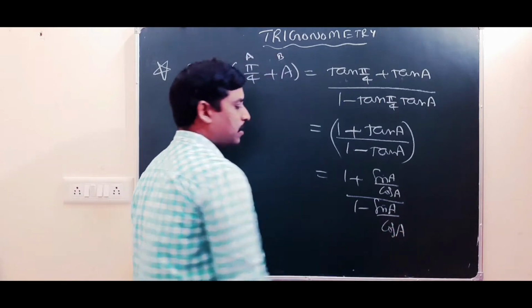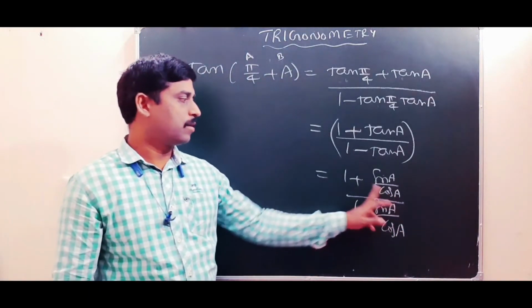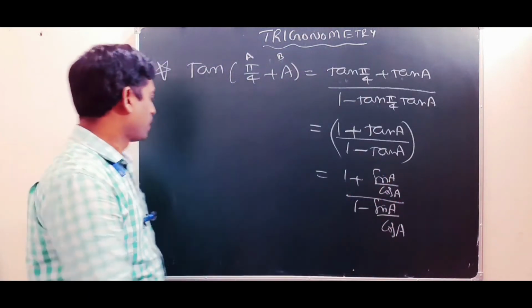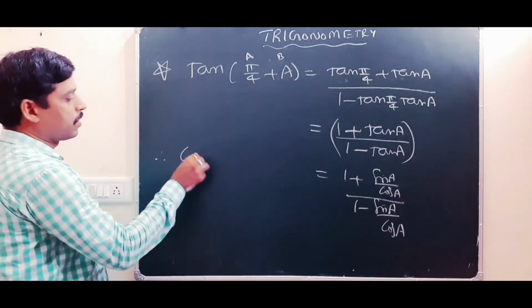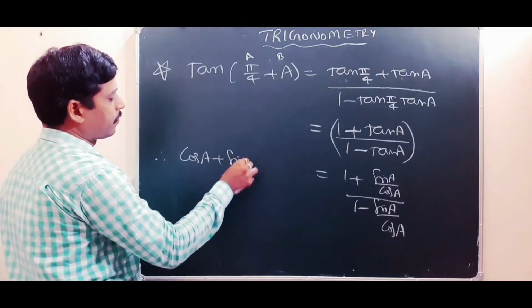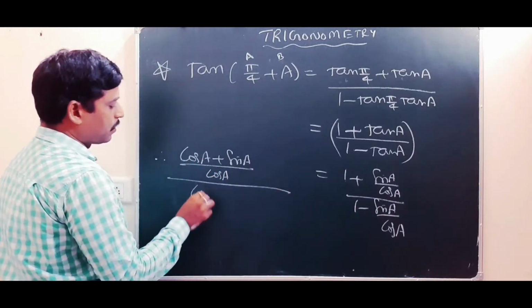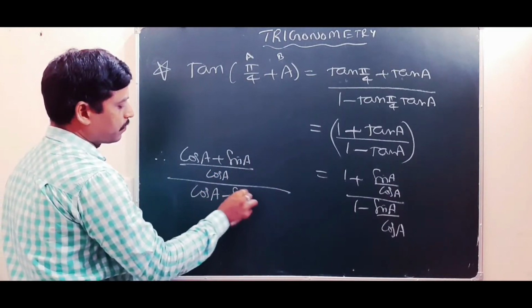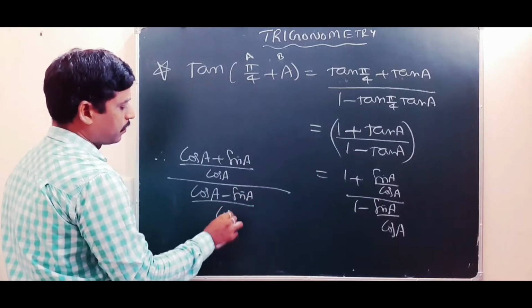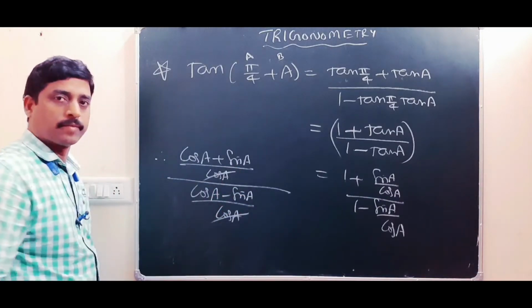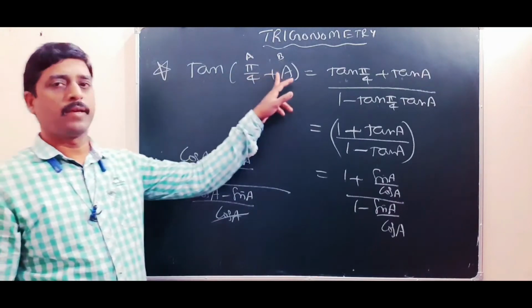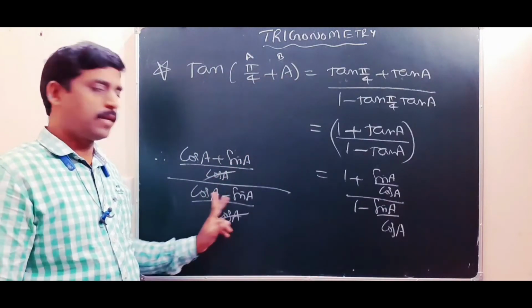Okay. So let us do LCM. What is the LCM? Cos A. Therefore cos A plus sin A by cos A is whole divided by cos A minus sin A by cos A. Okay, one cos A gets cancelled. So the tan 45 plus A formula is cos A plus sin A by cos A minus sin A.